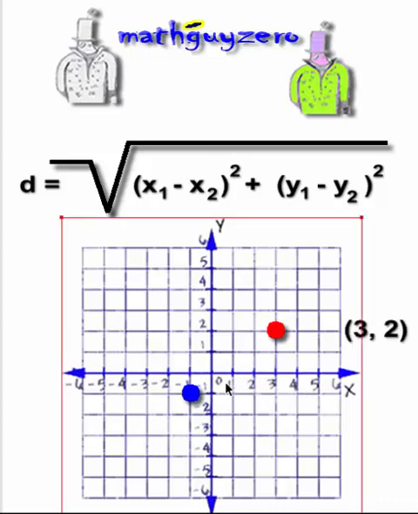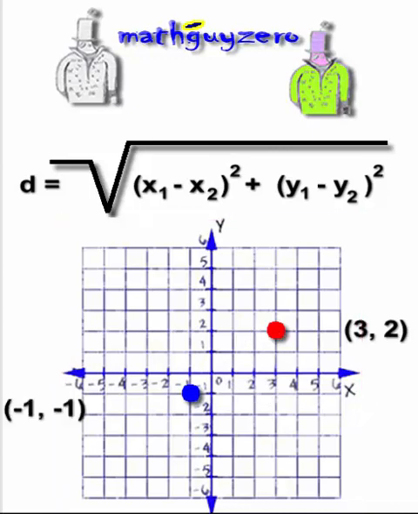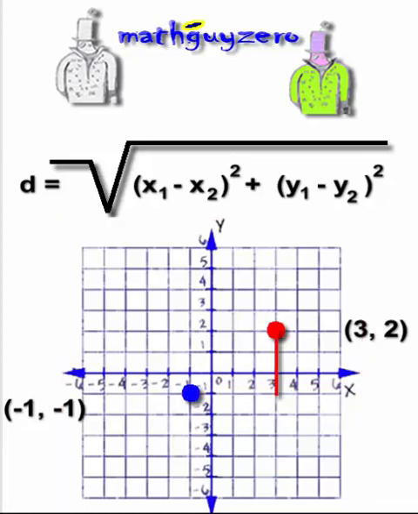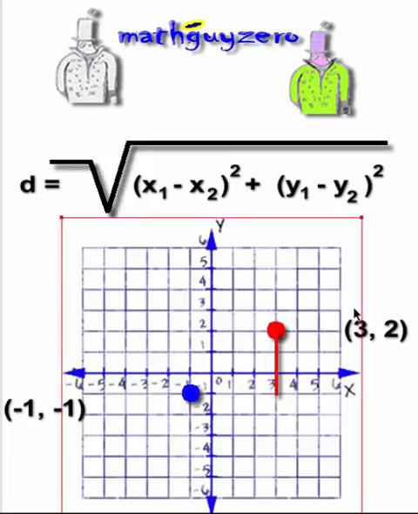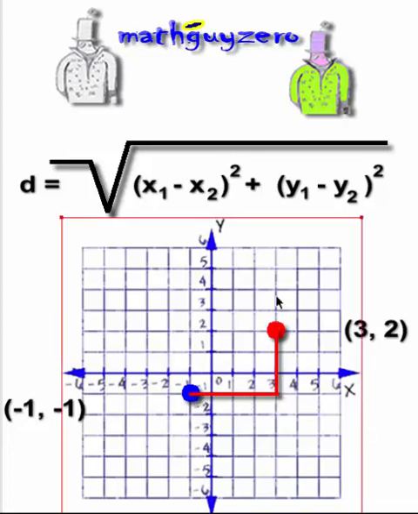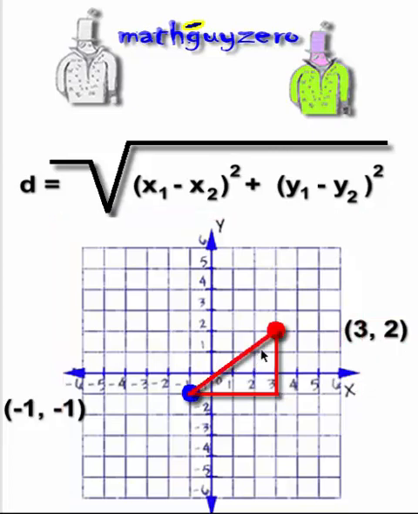Okay, so this point is 3, 2. This point is -1, -1. So what we're going to do here is find the difference between the y's, okay? Remember, the y's are the straight up and down line and the x is the horizontal line. Right? There's the distance between this point and that y-intercept point. And this is the distance we're trying to find, right? The long side of the triangle, the hypotenuse.